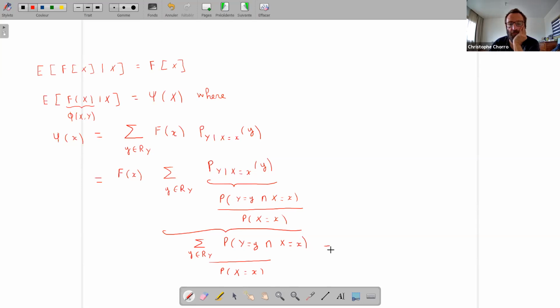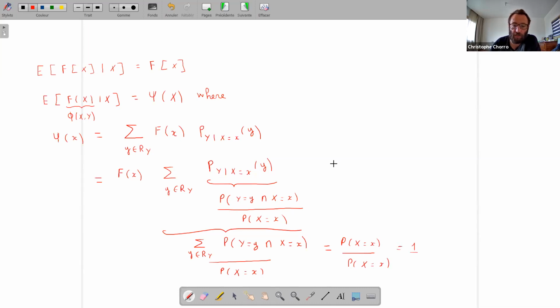But what is this sum? It's something we have already seen together, because when you have the probability mass function of the pair, if you want to recover the probability mass function of each component, you just have to compute partial sums. And here, if I do the partial sum with respect to the values of y, I obtain simply the probability mass function of x, that I divide by the probability mass function of x, and of course I obtain 1.